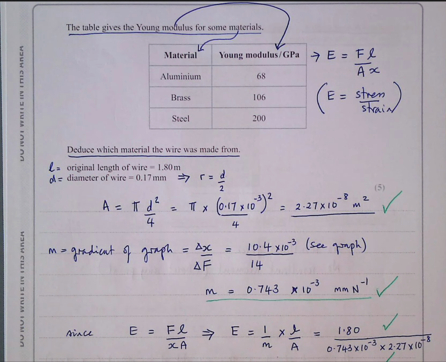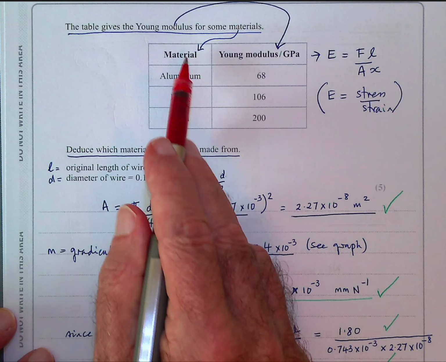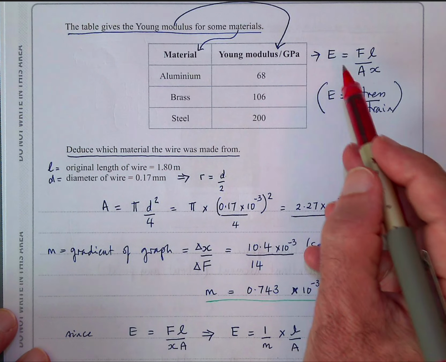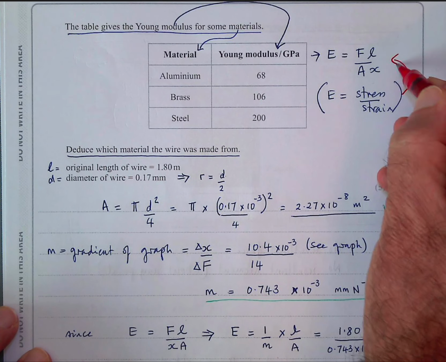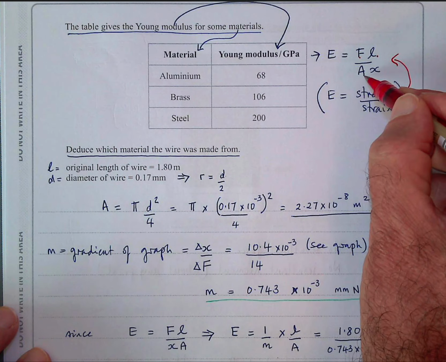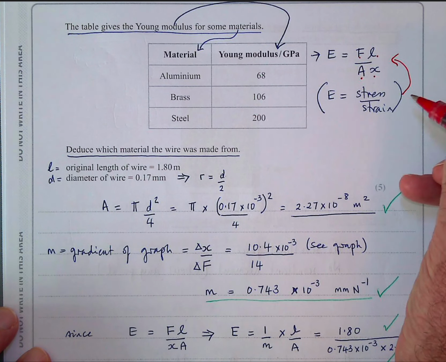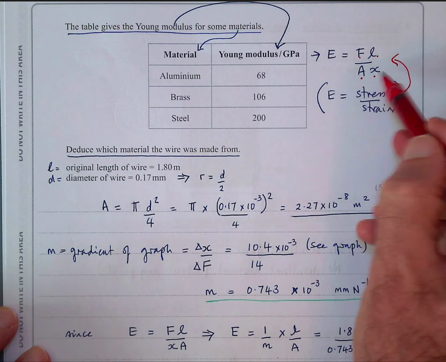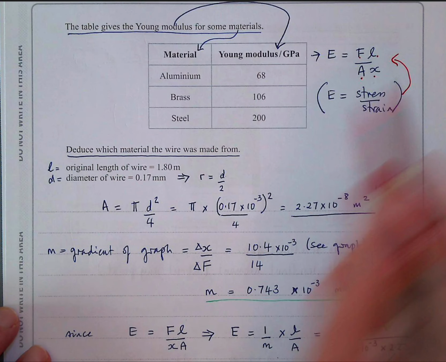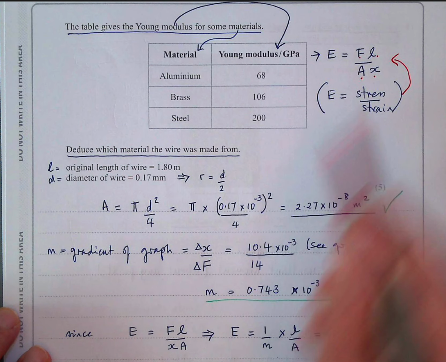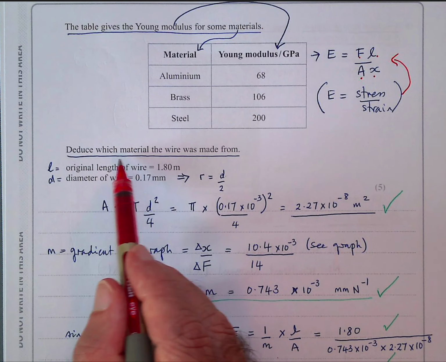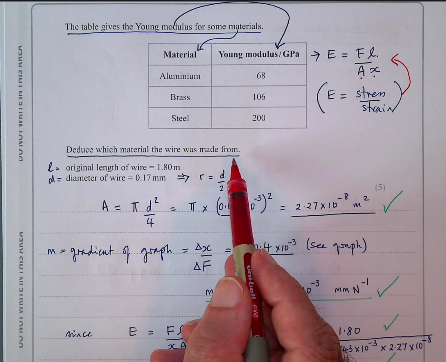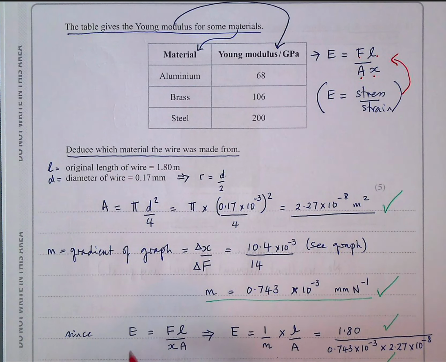They then give you information in a table for 3 different materials of their Young's modulus value. Remember, Young's modulus is stress over strain. If you actually work it out, stress over strain can be force times the original length divided by the cross-sectional area times the extension. Okay, so I always remember it as flax. Yes, so you can go straight into that, and I'm going to use this equation rather than work out the stress and the strain, but you can do it either way. Deduce which material the wire was made from. So in other words, we want to work out the Young's modulus.